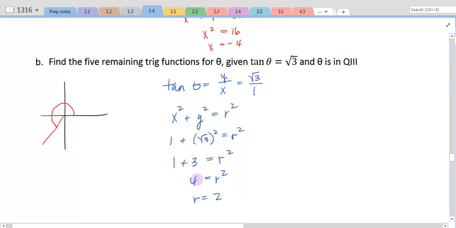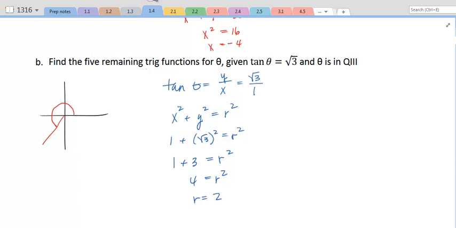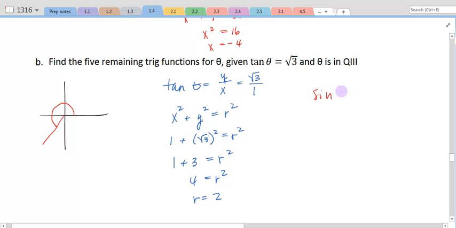Remember that if I take the square root of 4, I get positive and negative 2, but r can only be positive. R is a distance or a measurement away from the origin, and distance is always positive. So now I have all the components I need to be able to find the 5 remaining trig functions, and I will do that for you. We've got sine of theta, which is supposed to be y over r. That's going to be the square root of 3 over 2.